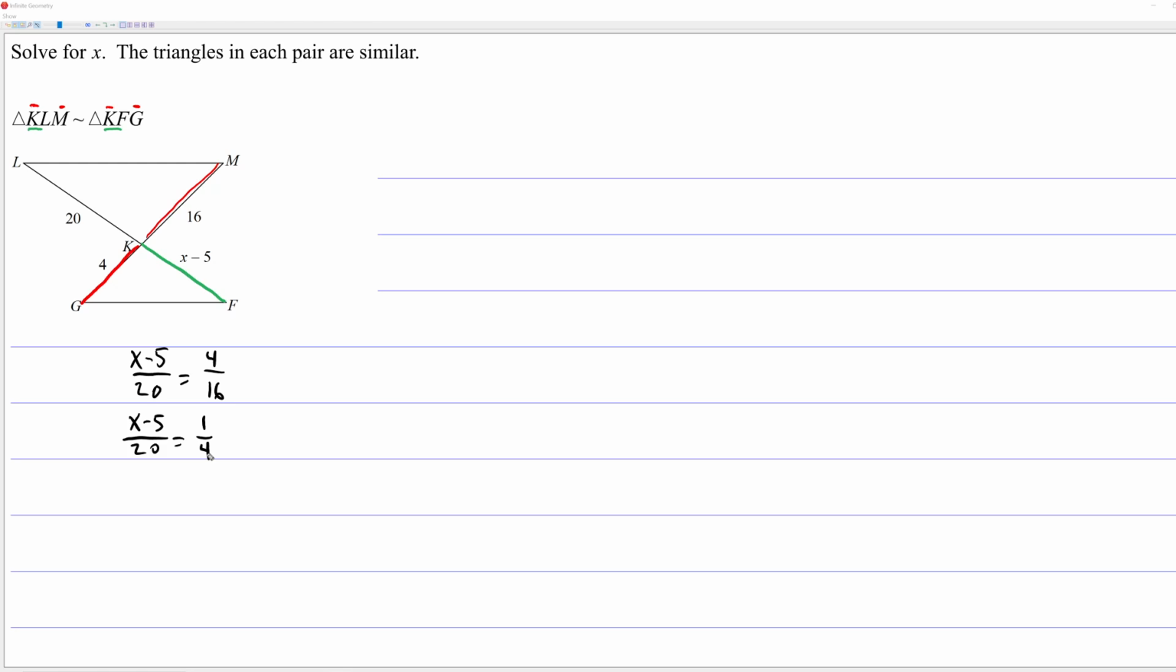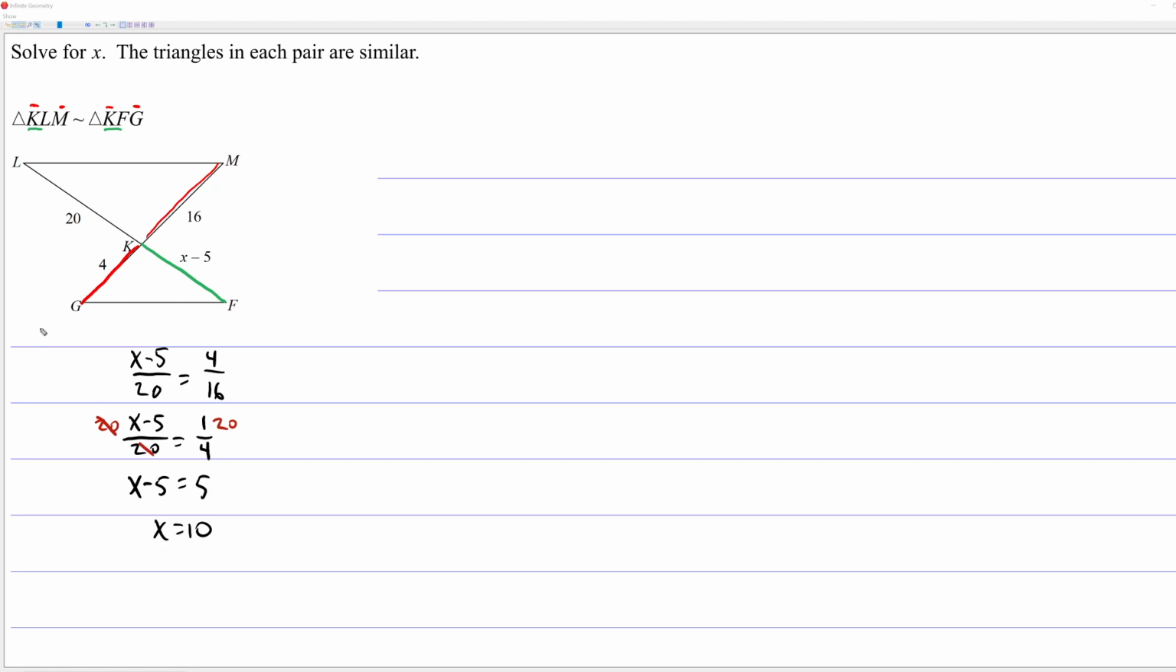So 4 over 16 is 1 over 4. And here, I'm not even going to cross multiply. The reason is we can just do some simple algebra: if I multiply by 20 on both sides, that 20 goes away, and over here 20 over 4 is going to be a nice whole number. So you don't have to cross multiply, it's not always necessary. So we have x minus 5 equals, well, 20 divided by 4 is 5, and if you add 5 to both sides, you get x is 10.